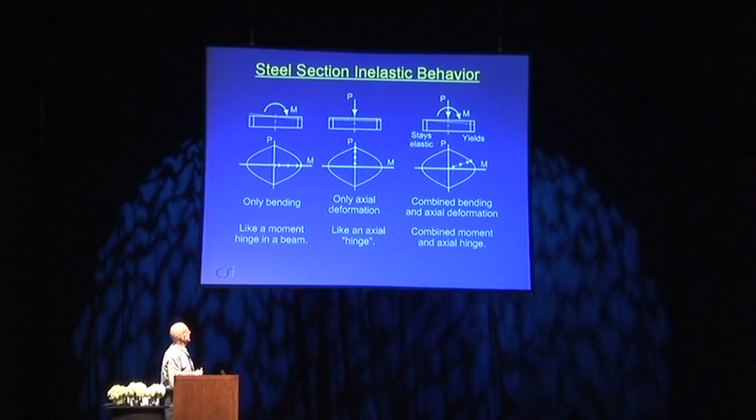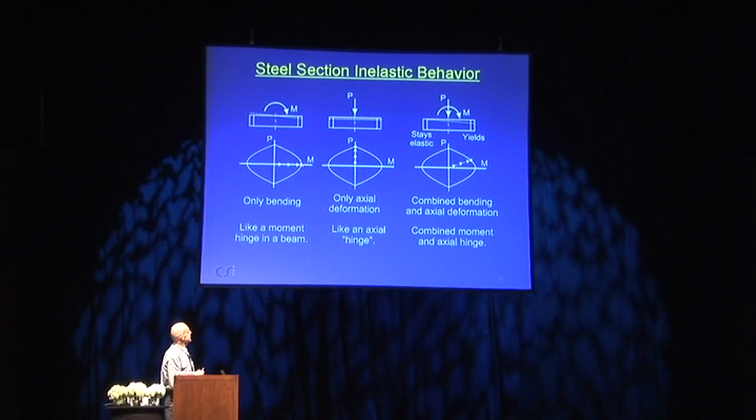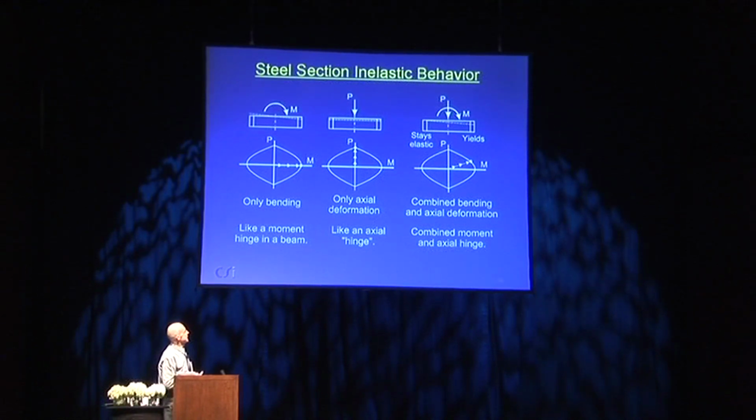Pure moment, this means that you're increasing the moment out here. A hinge forms at this point, and it's just a moment hinge, just like a beam. If you have pure axial force, you're increasing axial force. When it yields here, it forms an axial hinge. A little bit of complication, though.